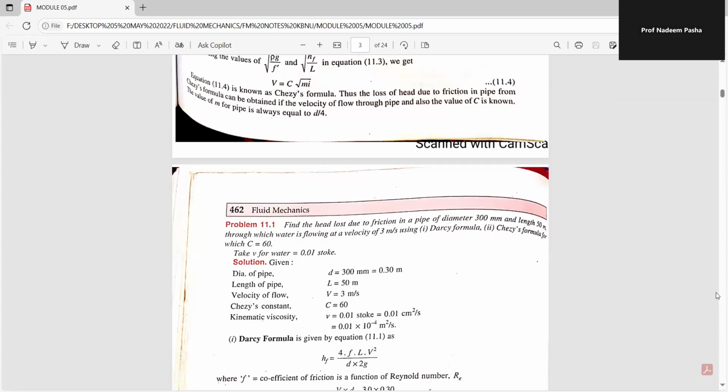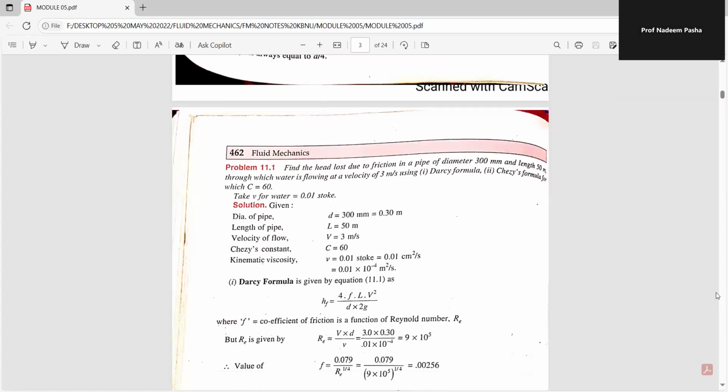So the Darcy's formula is given by the equation HF equal to 4FLV square by D into 2G, where F is equal to coefficient of friction and is a function of Reynolds number RE. But Reynolds number RE is given by RE is equal to V into D by small v. V is 3, that is velocity is 3, diameter D is 0.3, kinematic viscosity is 0.01 into 10 raised to minus 4. So your Reynolds number comes out to be 9 into 10 raised to 5. So using this value, you can calculate F.